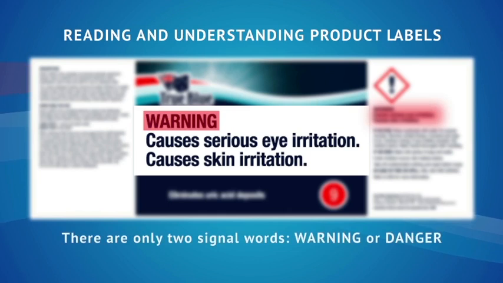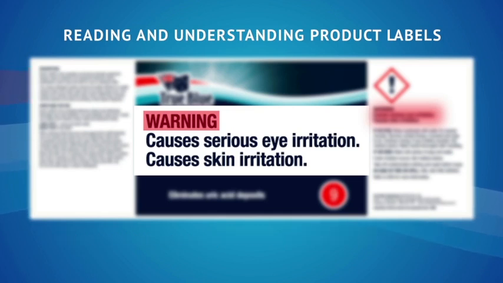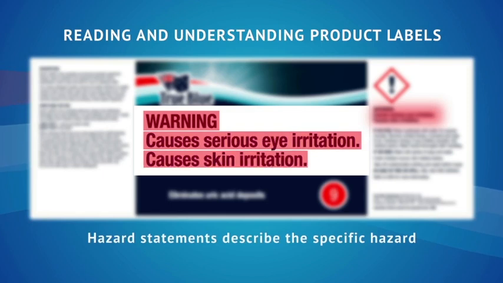The signal word on the label indicates the level of hazard. There are only 2 signal words, warning or danger. Warning indicates a lower level of hazard, while danger indicates a higher level. Hazard statements are short phrases which describe the hazard.